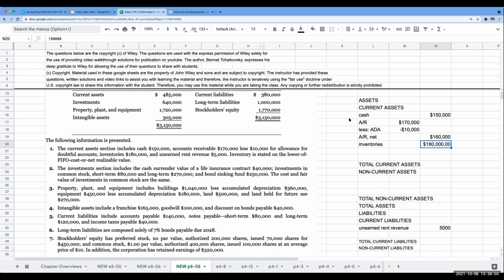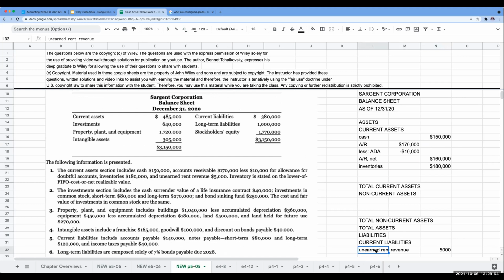Okay, so all we've really done here is move unearned rent revenue, which should not be a current asset. Rather, what our current assets should be is basically this 150 plus 160. What is the 160 coming from? It's receivables less the allowance for doubtful accounts, plus the inventories. So I'm not going to total these up yet just because we may have more things coming in here.